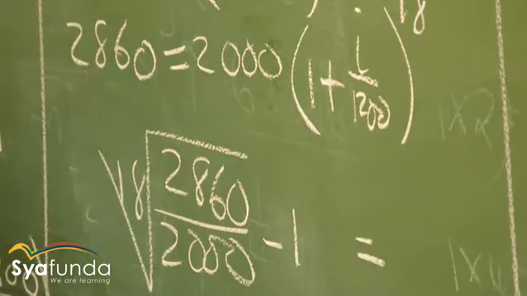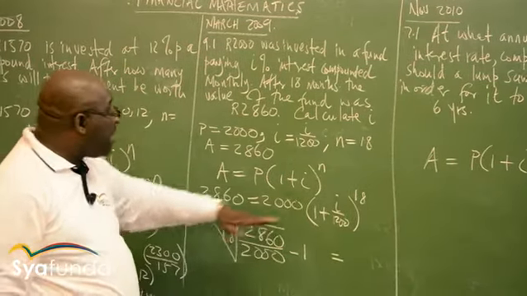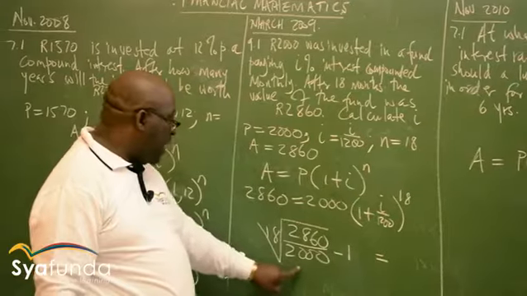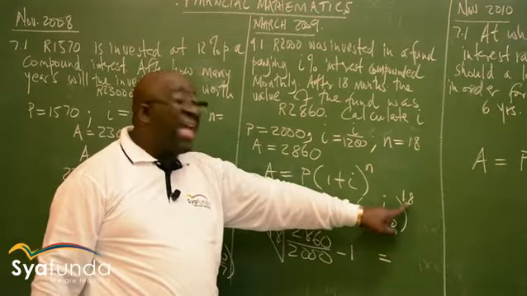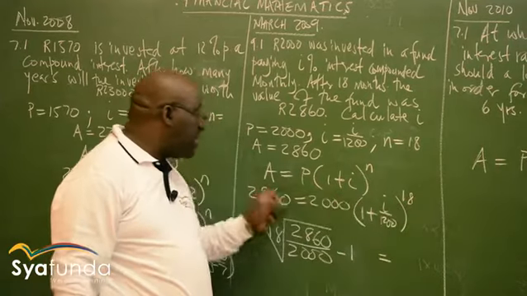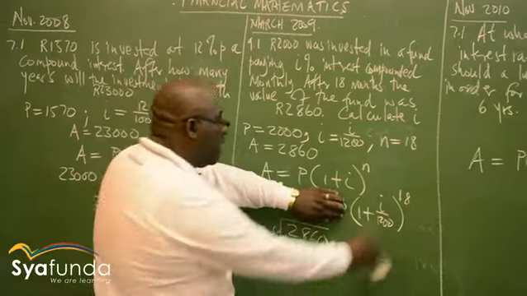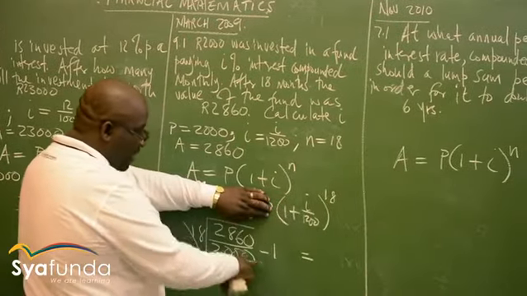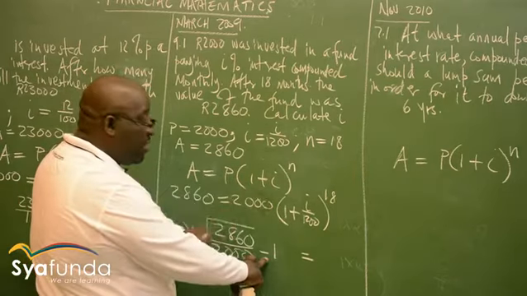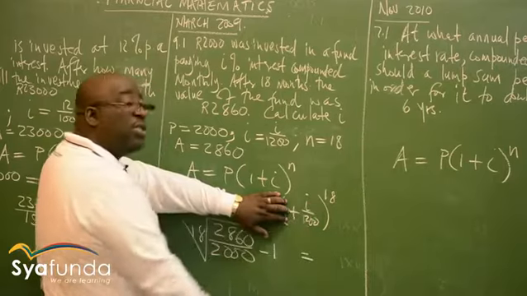What do I have this side now? Remember, I started by removing this 2000 by dividing by 2000 on both sides, which I have here. The next step, I looked for the 18th root of both sides. That one is gone, so it's this side now. So this was gone and that was gone. I was left with this expression. Now we take this one, this side, it becomes negative. So what are we left with? We're only left with I over 1200.